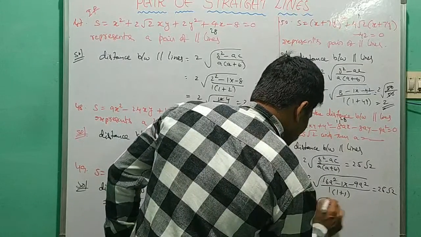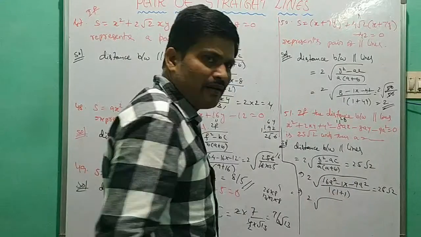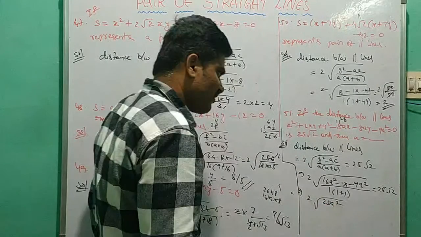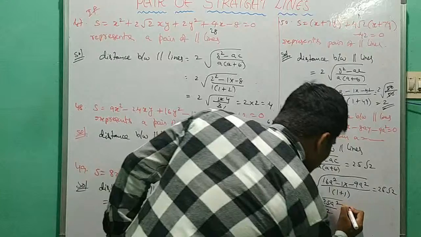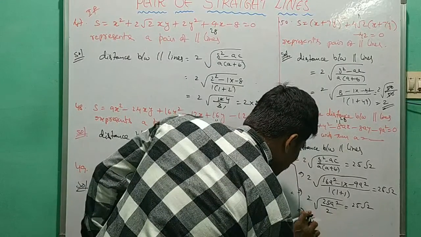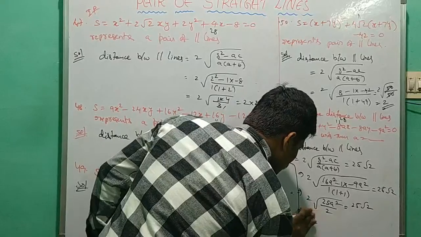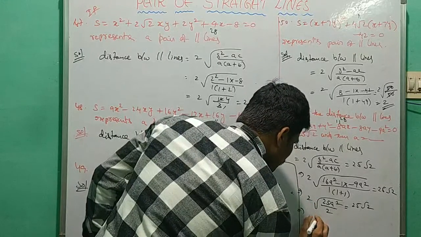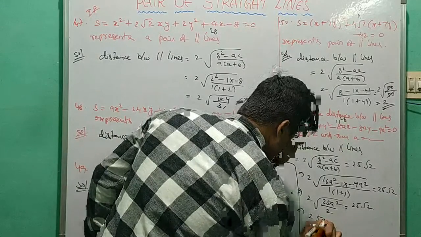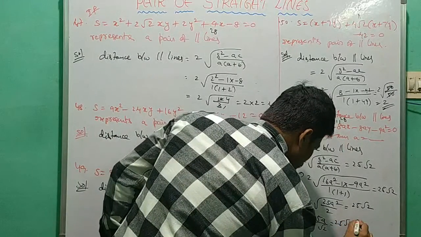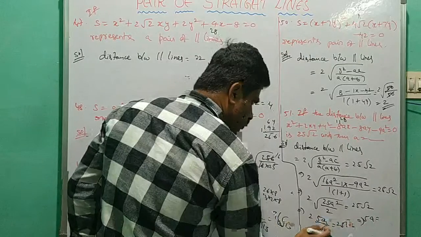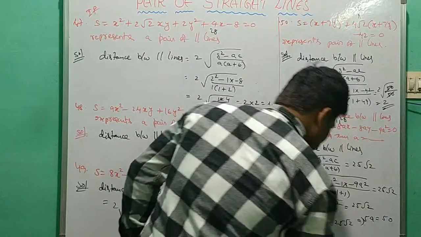Now here we have to observe 2 into square root of 16a square plus 9a square, that is 25a square. 2 into 5a by 2 is 5a root 2. Now we observe 2 by root 2. Here 2 can be written as root 2 whole square. So 5a equals root 2 into root 2 into 25, that is 50.